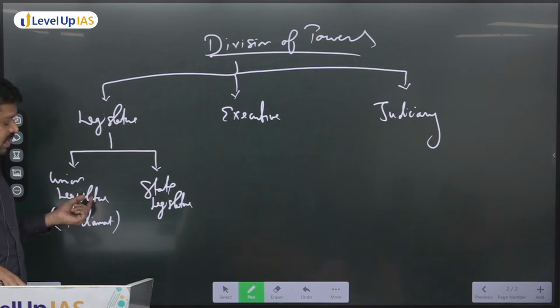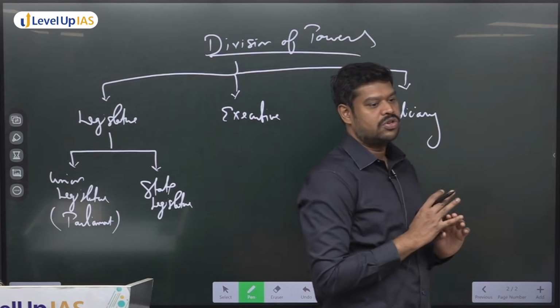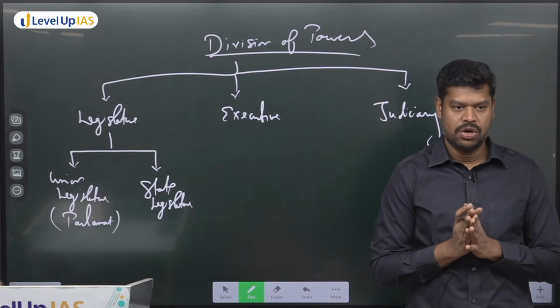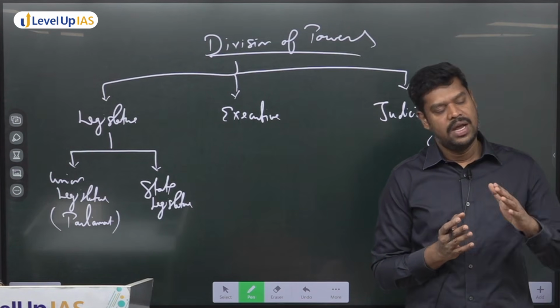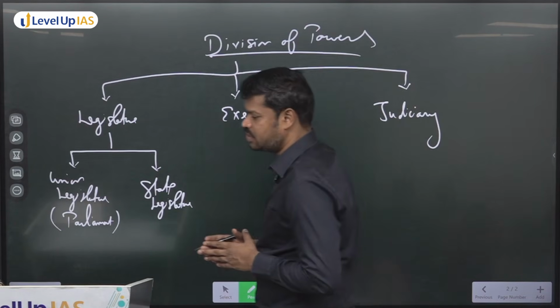Now what are the constituent parts of the union legislature? Lok Sabha, Rajya Sabha and the President of India. And what constitutes the state legislature? The state legislature consists of the legislative assembly, and in case they want to have a legislative council, that will also be part of it, and then the governor of that particular state. So they constitute what is called the state legislature.